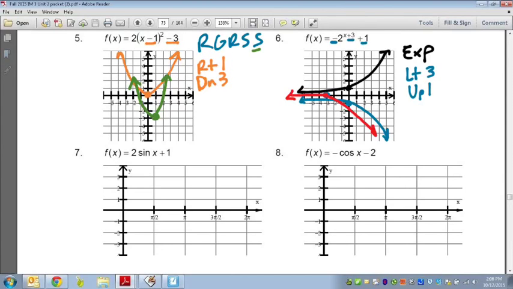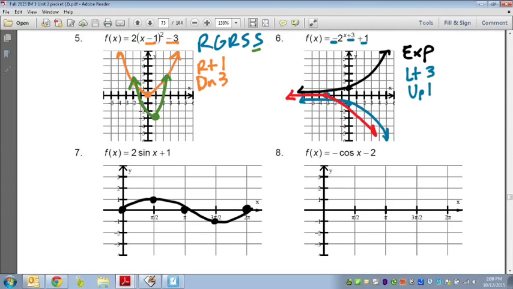All right, number 7. So it's sine of x. So normally for a sine graph, it starts at 0, 0. At pi over 2, it's at 1. At pi, it's at 0. At 3 pi over 2, it's at -1. And at 2 pi, it's back at 0. And normally would look like this.